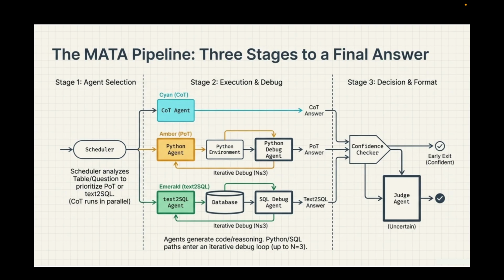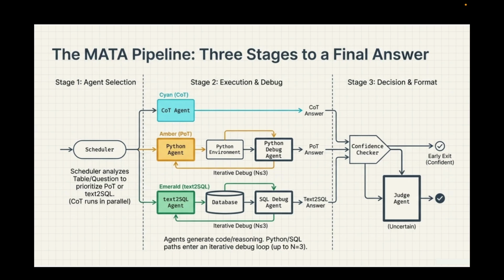This slide shows the full MATA pipeline from input to final answer. At the beginning, the system takes in a question and a table. Then a scheduler decides which reasoning path should get priority between POT and text to SQL. At the same time, the COT path runs in parallel. Then the selected reasoning agents generate candidate answers.